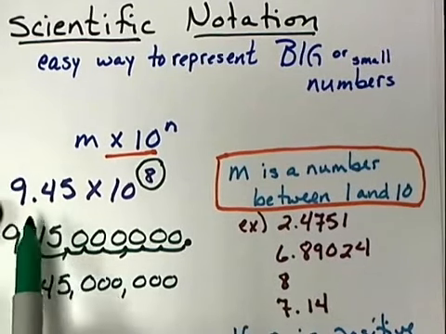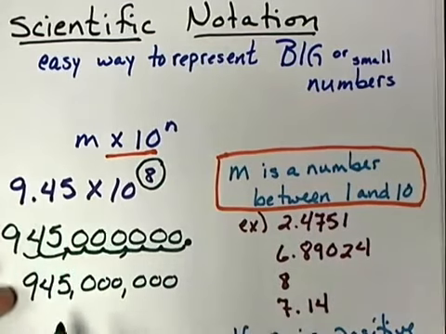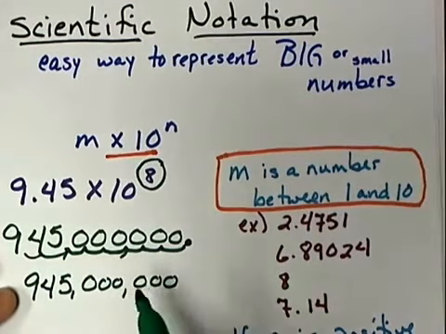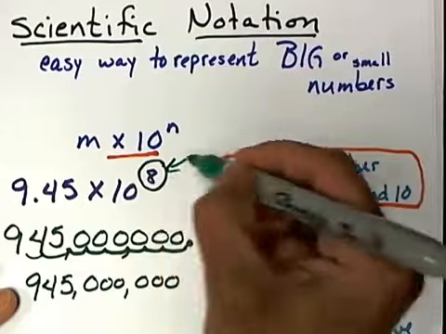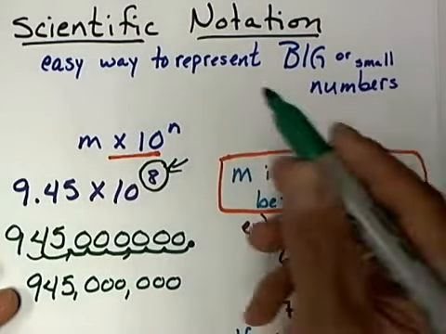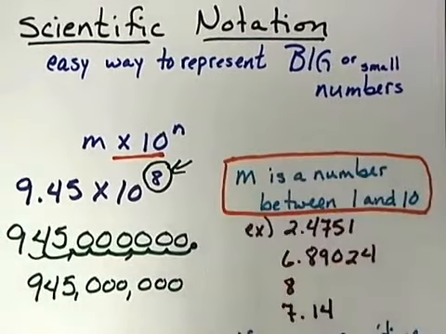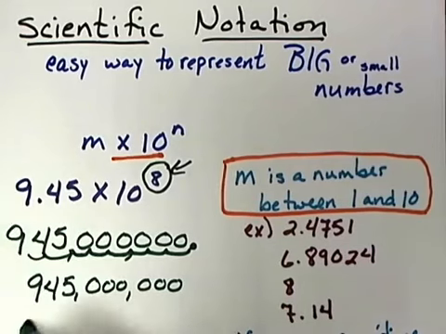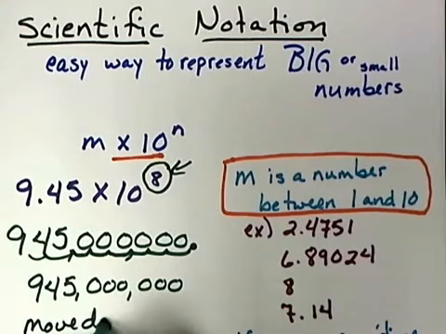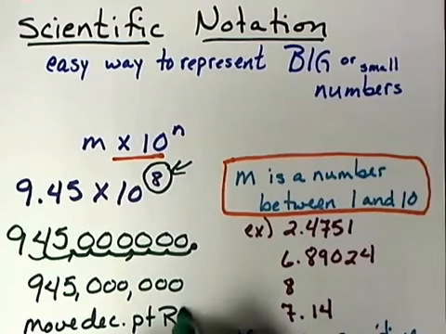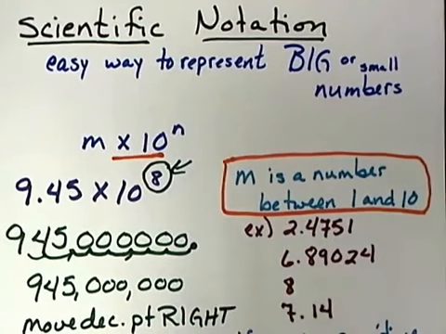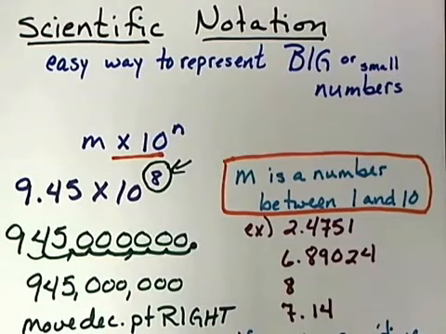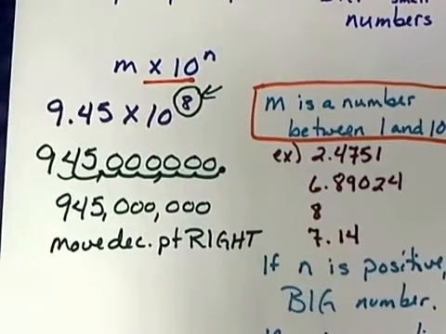So to convert the scientific notation number to the decimal, we move the decimal point n times, and because n was positive, we move it to the right. If n was negative, we'd move it to the left.